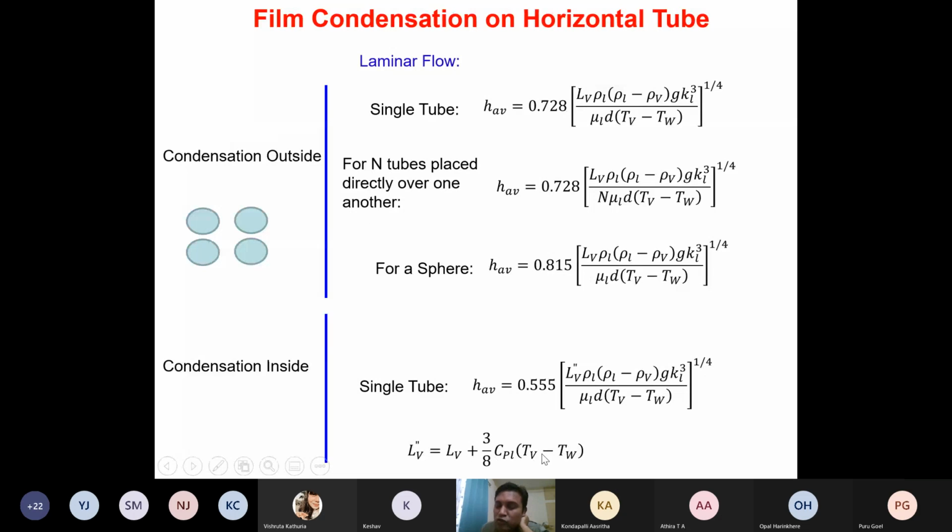For example, if we assume that the condensate is actually at a saturation temperature, in that case this factor will go away. Get it? Yes, sir. It will become TV minus TV. In that case, this factor will go. Okay, so this is all about the condensation.